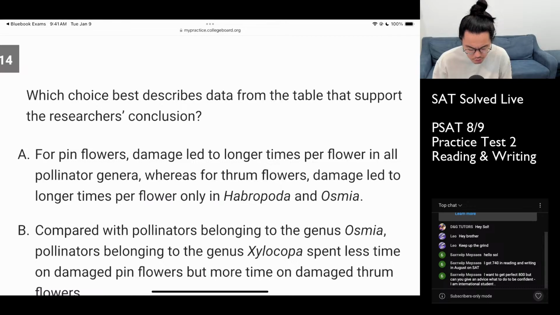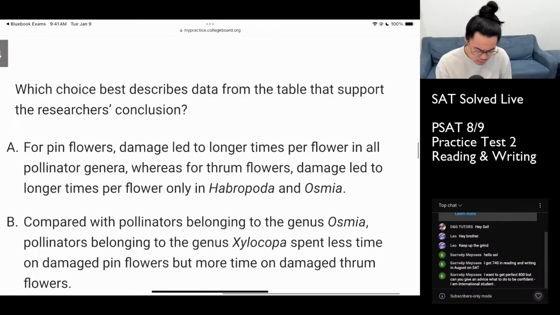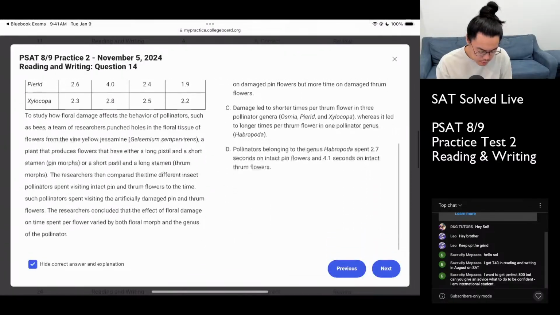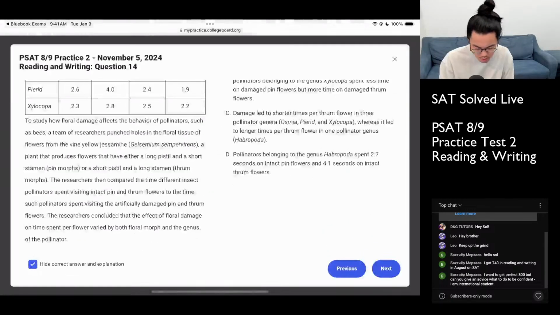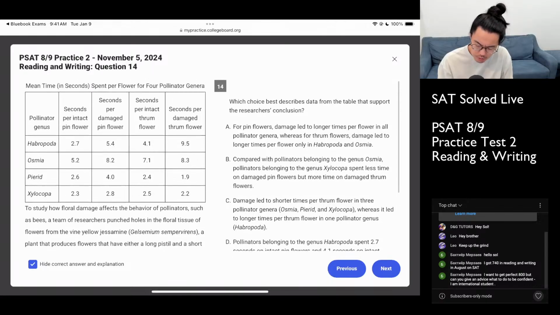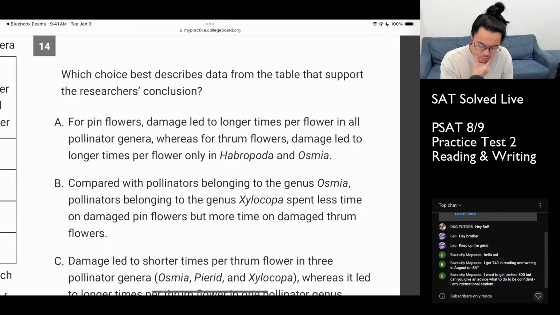Whereas for thrum flowers, damage led to longer only for these two genera. And I guess that gives us the damage by floral morph, which is the pin versus thrum, and then the genera. Huh. Okay, yeah, so I should have stopped on that one. Although I don't really like the way A is worded, but it's not logically wrong. It's worded in a way where it feels like it's not the same topic. But okay. I'll have to think about that for a bit.